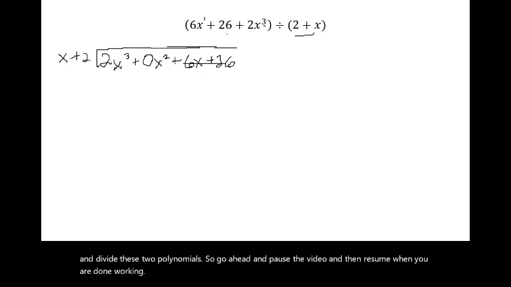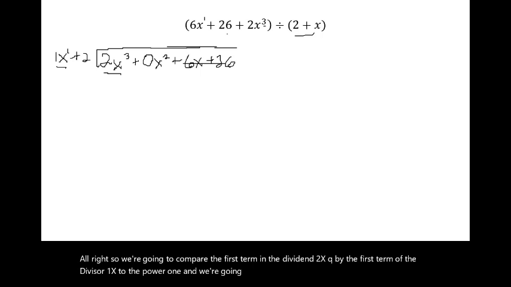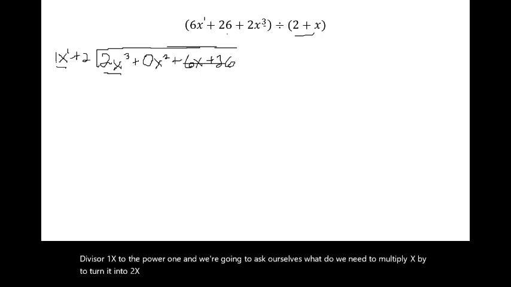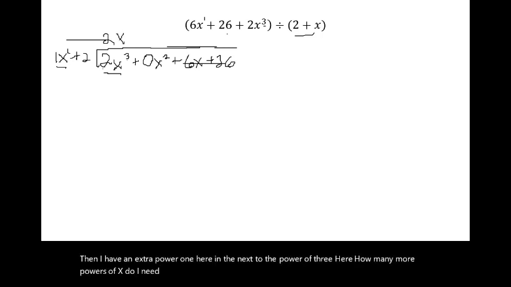All right, so we're going to compare the first term in the dividend, 2x cubed, by the first term in the divisor, 1x to the power 1. And we're going to ask ourselves, what do we need to multiply x by to turn it into 2x cubed? Well, what do you need to multiply 1 by to turn it into 2? You need to multiply it by 2. Then I have an x to the power 1 here and an x to the power of 3 here. How many more powers of x do I need? I need 2 more powers of x, so I'm going to be multiplying it by 2x squared.